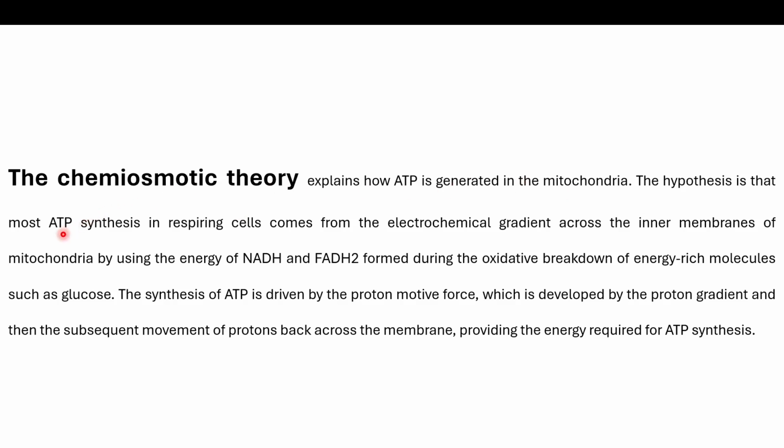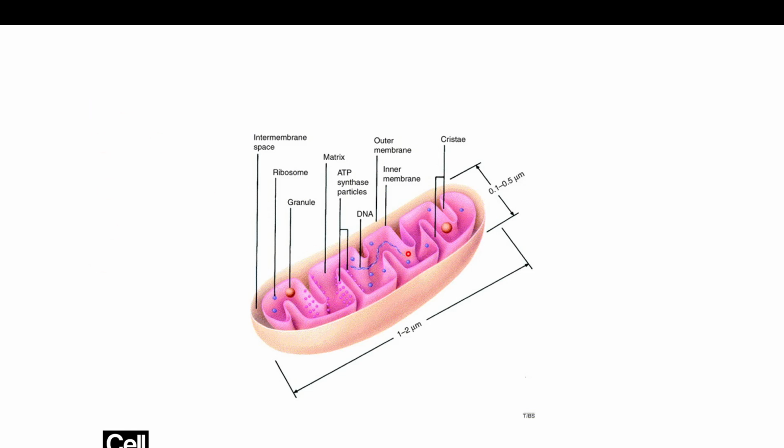This hypothesis states that most ATP synthesis in respiring cells comes from the electrochemical gradient across the inner membranes of mitochondria. Inner membranes means these ones, the ones that are folded into cristae, the edges of this pink area.